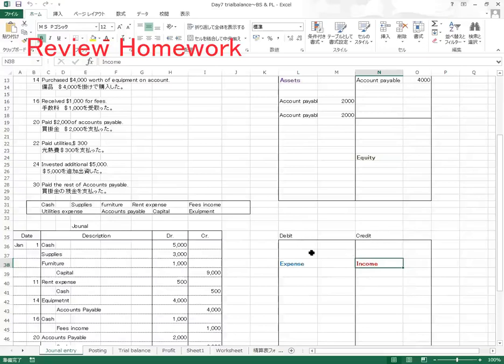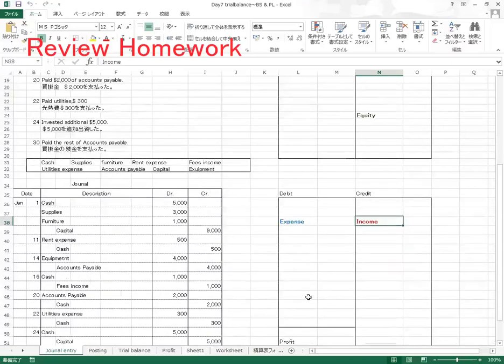So you see, again, asset is the debit side, left side, and liability is credit, right side. Equity is also the right side. And the most important one, the mistake you are most likely to make, is that income is the credit side. So income's home position is the right side, and expense is the left side, the debit side.